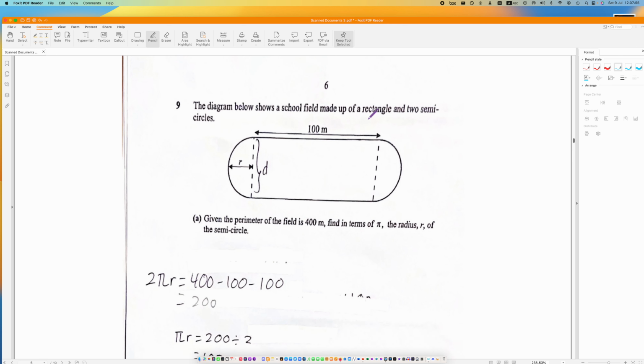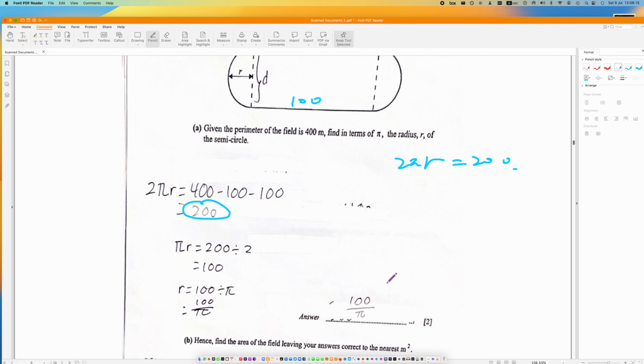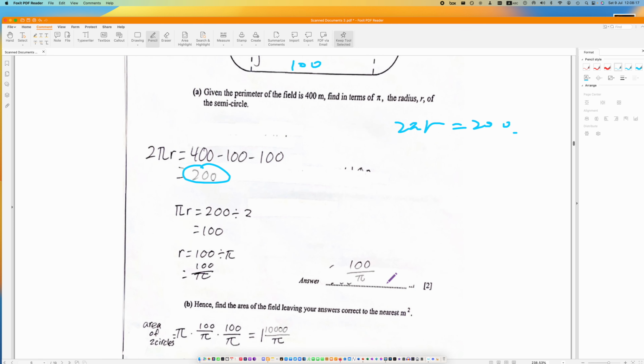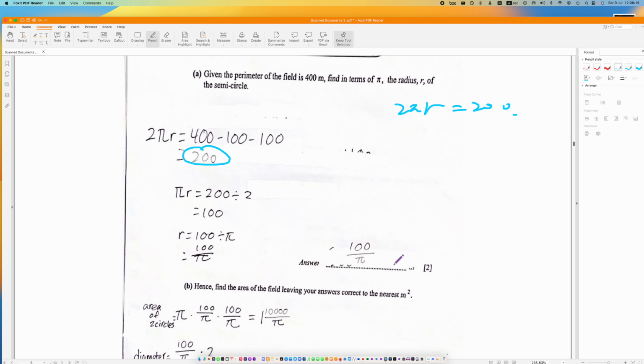Okay, question 8, no need. This one I think is super simple. Why? Because this one is also 100, right? Then you say 400. So 400. Okay, 200. So the formula for perimeter is 2 pi r. It's 200, so therefore you divide by the 2 first. Then after that the 100 divided by pi. Okay, good. In terms of pi, right?